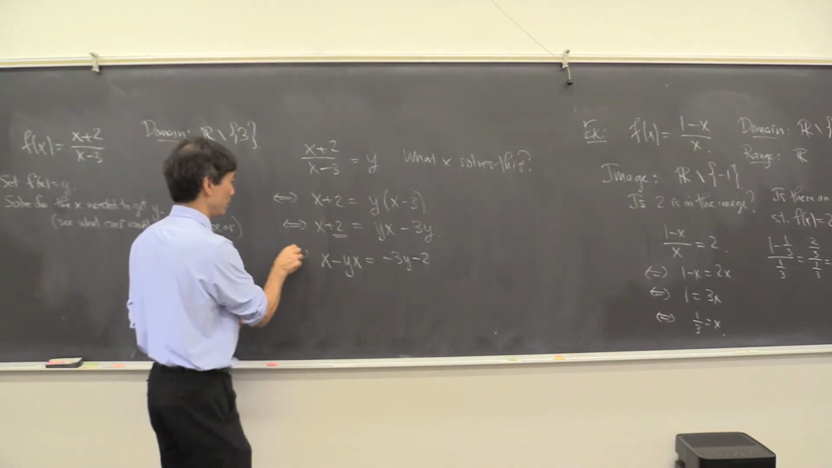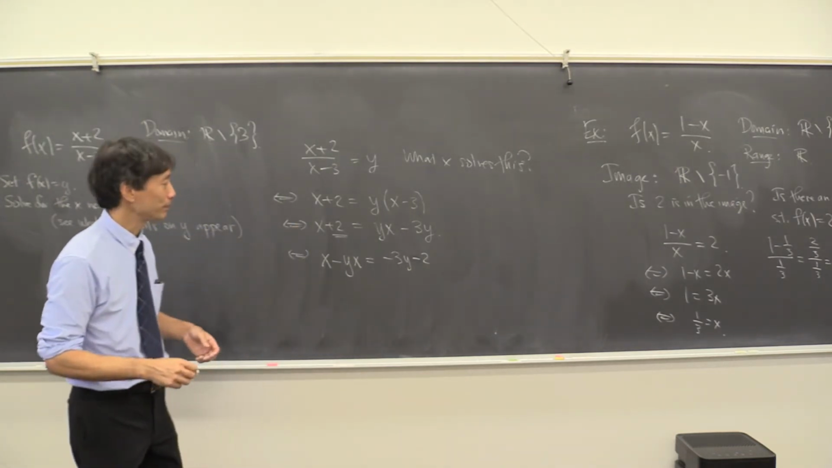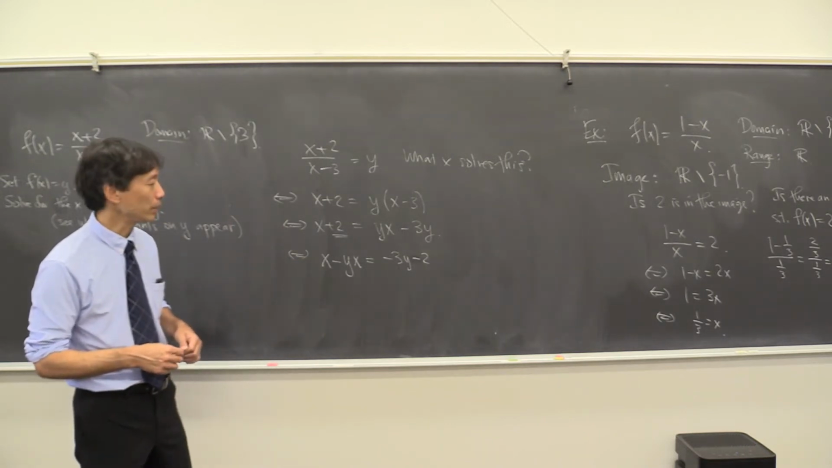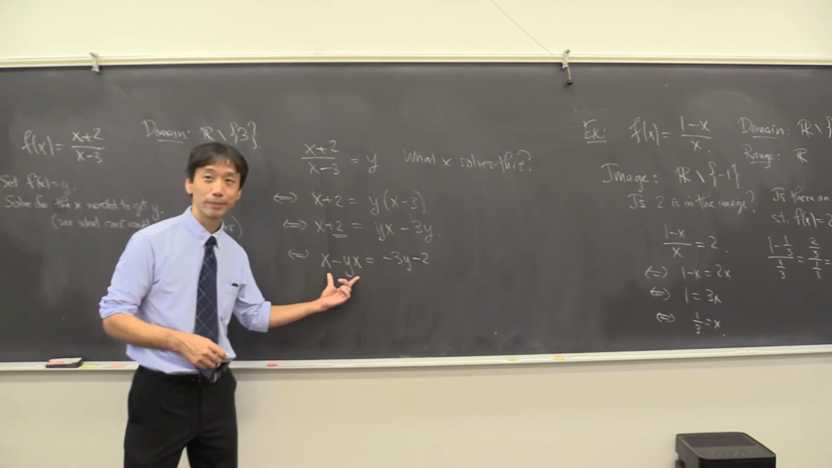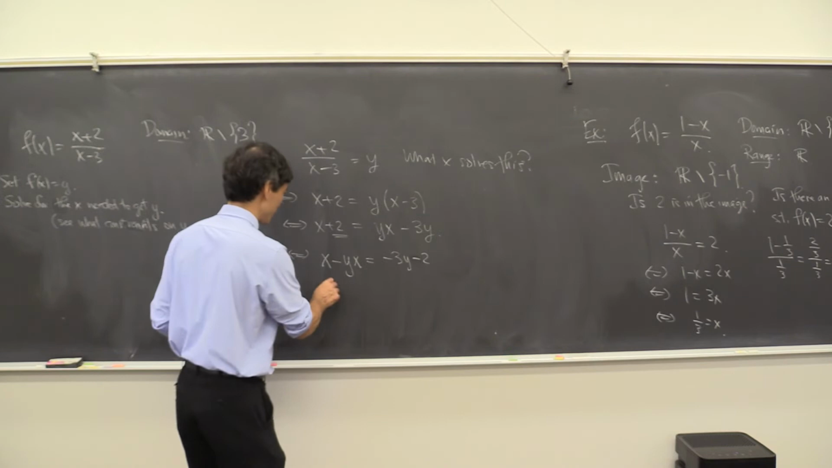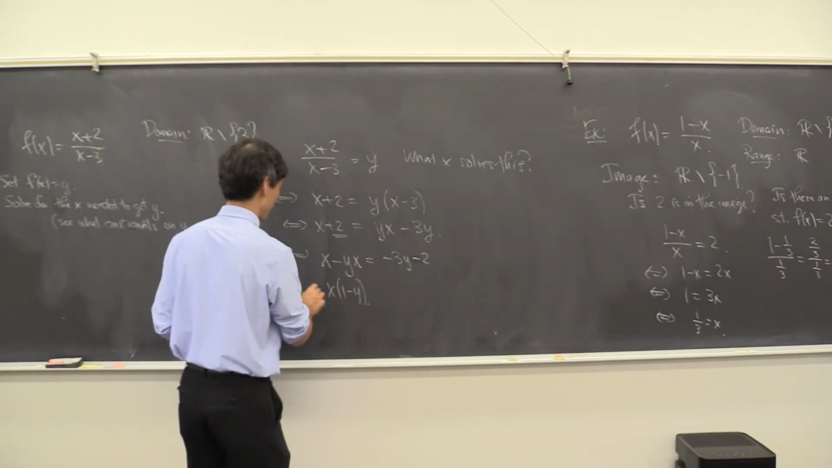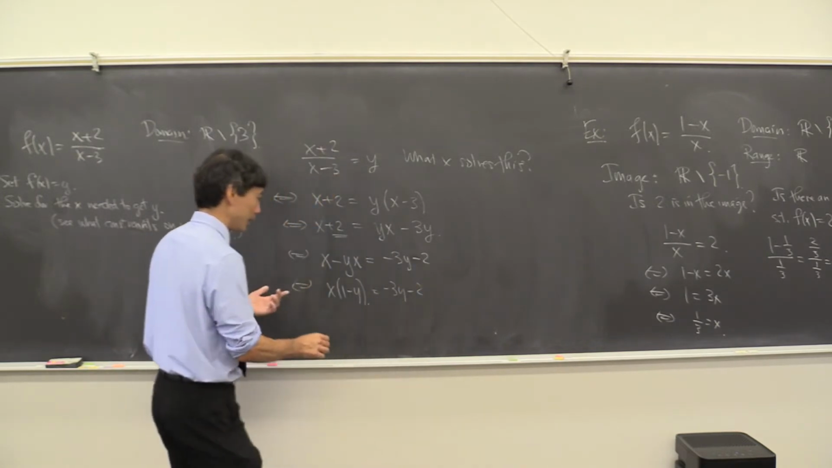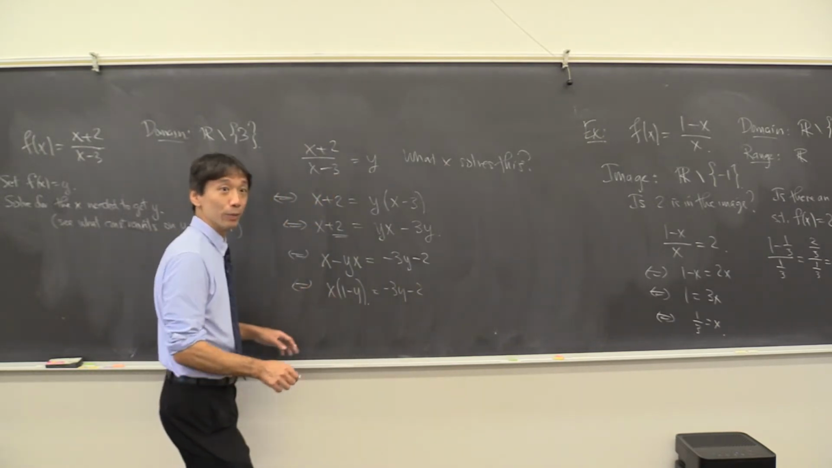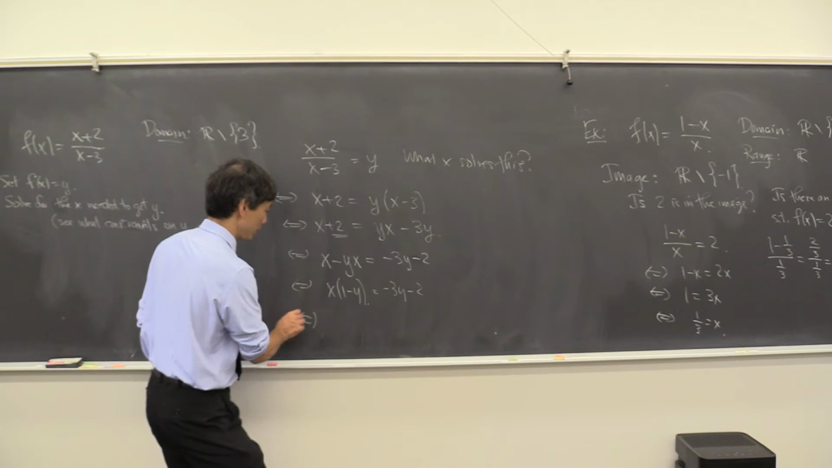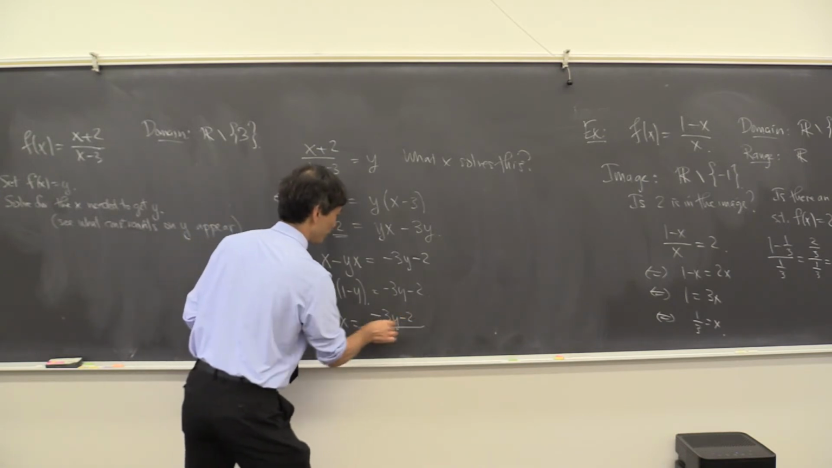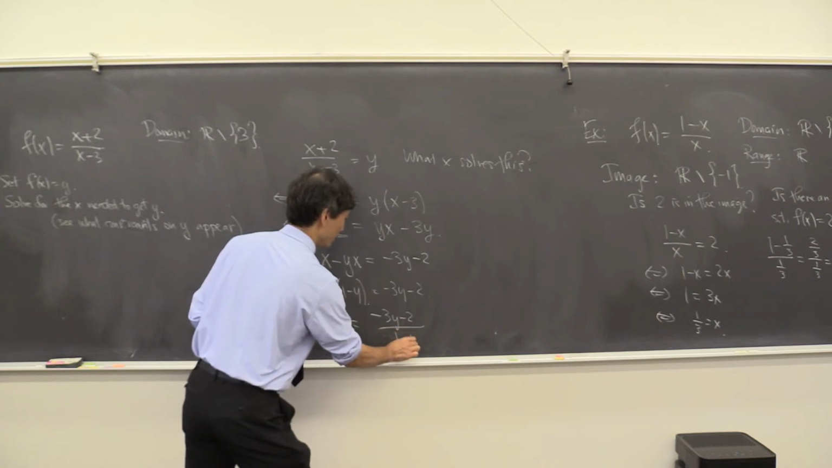I'm just moving things from one side to the other. Okay, how can I get an x by itself here? Factor out the x. How can I get x by itself? Well, I'll divide by 1 minus y. So x, this tells me that x has to be negative 3y minus 2 over 1 minus y.